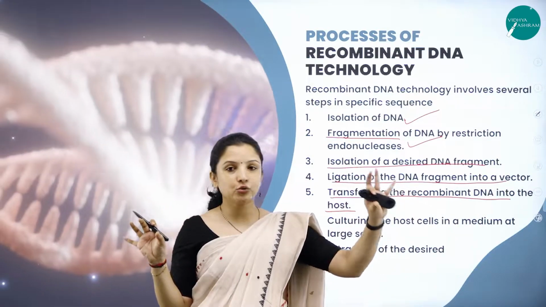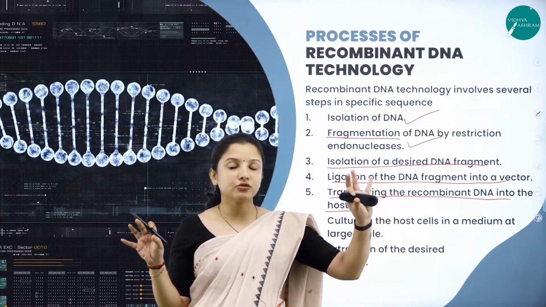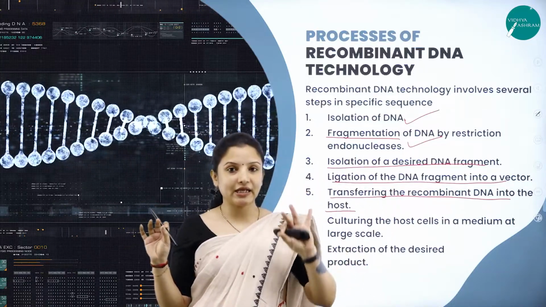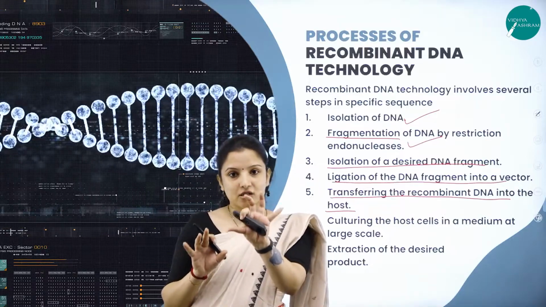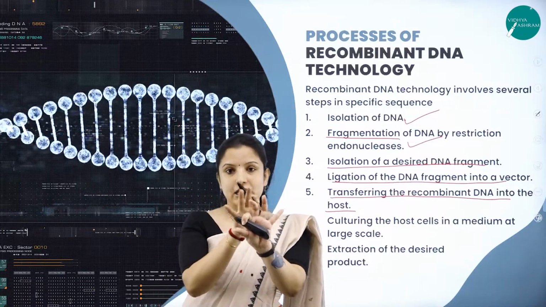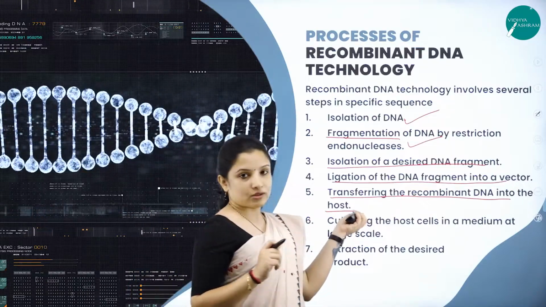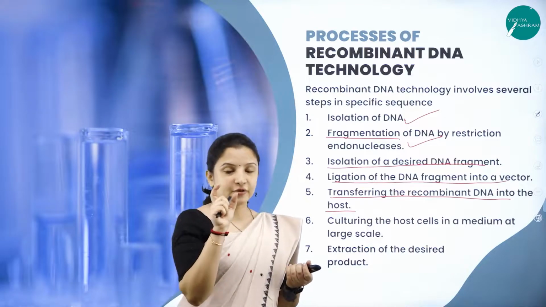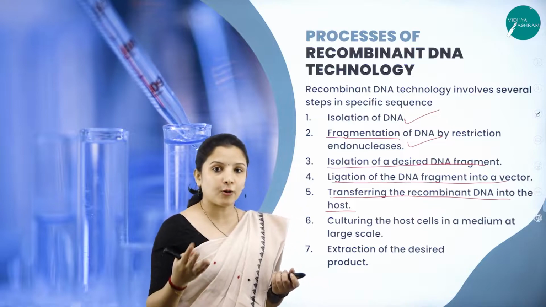So you would have isolated the DNA, cut the DNA into small bits using restriction endonuclease enzyme, then ligated the DNA and put it into the vector. Now that vector will carry this DNA into the host organism. So that is what is done here. Now, is one small fragment in the vector enough? No, you need to make multiple copies of it.